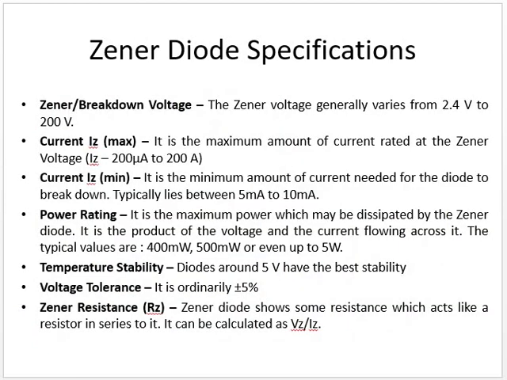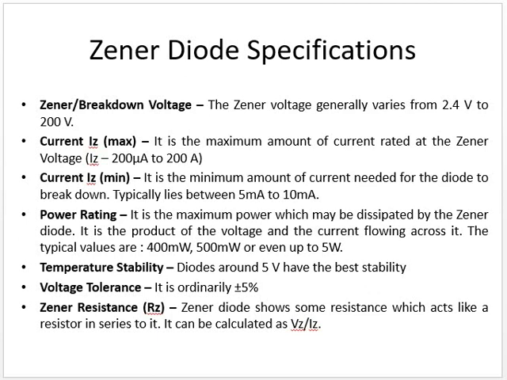These are some of the common specifications of a Zener diode. Zener breakdown voltage is the voltage at which the breakdown occurs, and it generally varies from 2.4 volt to 200 volt. This value depends on the doping concentration a device would have. Then current IZ max indicates the maximum amount of current rated at the Zener voltage, the maximum amount of current a diode can allow to flow through it. And IZ minimum is the minimum amount of current which is required for the diode to start the breakdown process, and it lies between 5 milliampere to 10 milliampere.